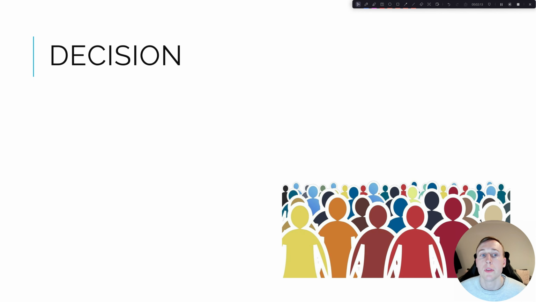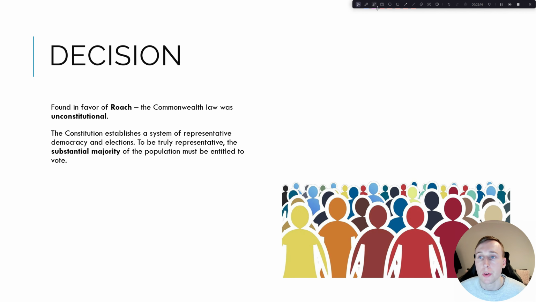So in terms of the decision, it actually did find in favor of Roach, or the prisoner that was serving 6 years, and they deemed that the law was unconstitutional. So the Constitution basically establishes a system of representative democracy and elections. Like we have stressed, we do have those federal elections every 3 years, we do have those 2 sections in the Constitution that say that people in Parliament must be chosen by the majority. So obviously, to be a true representative, we need a substantial majority of the population being able to vote. We don't want to take people's ability away to vote unless we really have to.